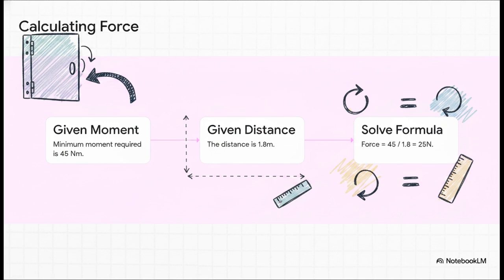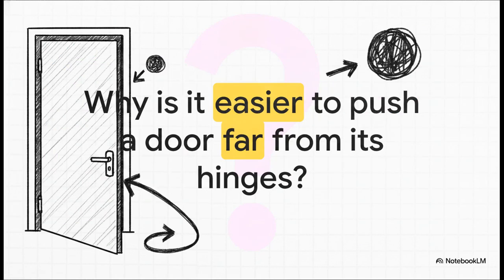Boom, easy. And this math brings up a really fantastic conceptual question. Why is it easier to push a door open at a position super far away from its hinges? Think about it for a second. When we increase the perpendicular distance, we need way less physical force to achieve that exact same turning effect of 45 Newton meters. A greater distance just effortlessly increases the rotational force effect. Try pushing a heavy door right next to the hinge. The distance is tiny, so the force you need becomes incredibly huge. No way you're opening that easily.